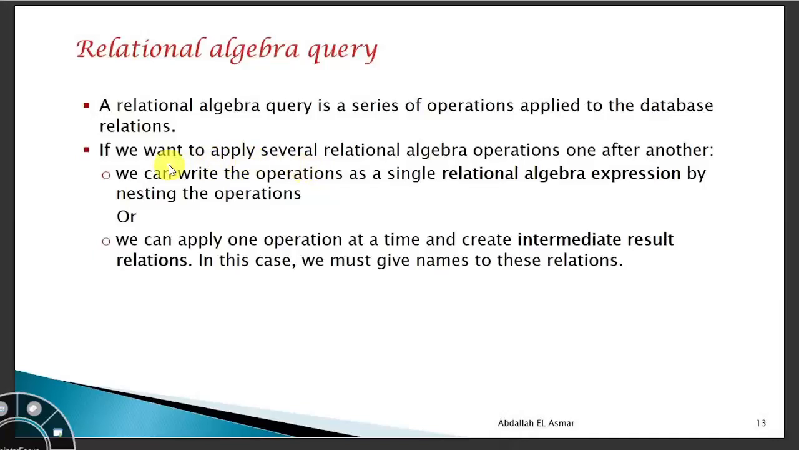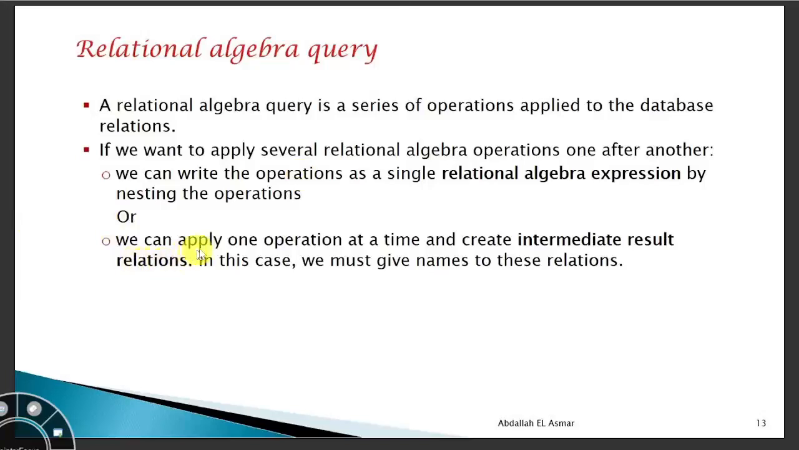However, if we want to apply several relational algebra operations one after another, we can write the operation as a single relational algebra expression by nesting the operations. Nesting means that one depends on another, and that one depends on another, and so on and so forth.